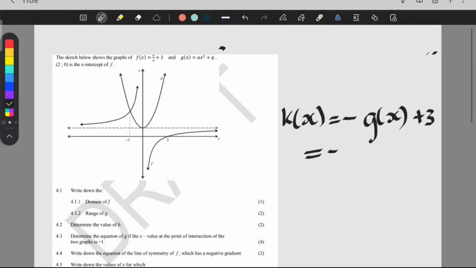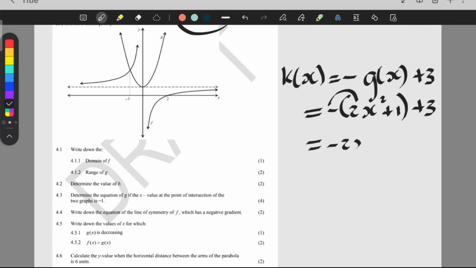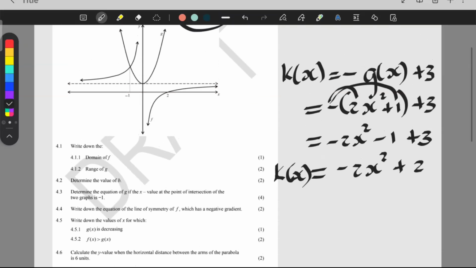Where's g of x? So here's g of x. Let's write that down. That was 2x squared plus 1. That's g of x plus 3. And now we just remove the brackets. This times this, -2x squared. This times this, -1 plus 3. Add the like terms, -2x squared plus 2. And this is the equation of k of x. And there we've done the full question.